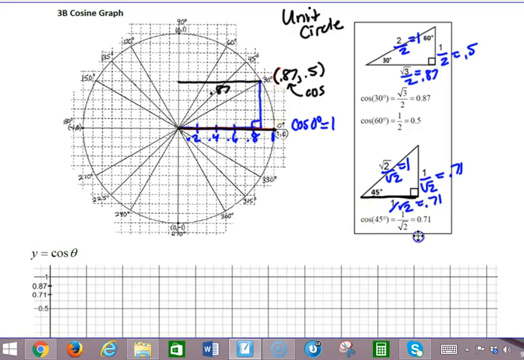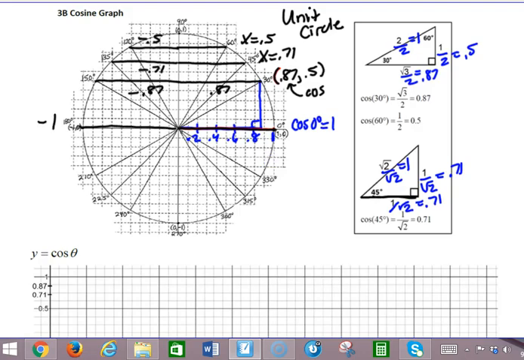Then when we get to 45 degrees, this x distance is now just 0.71. So this is x equals 0.71. And then when we get up to 60 degrees, x equals 0.5. Now, going into quadrant 2, we have negative 0.5, negative 0.71, negative 0.87, and negative 1. So we see our x values now going positive and negative, but the same length each time.